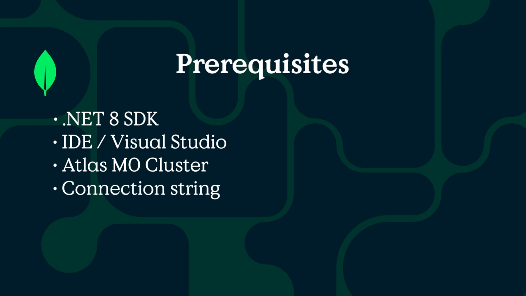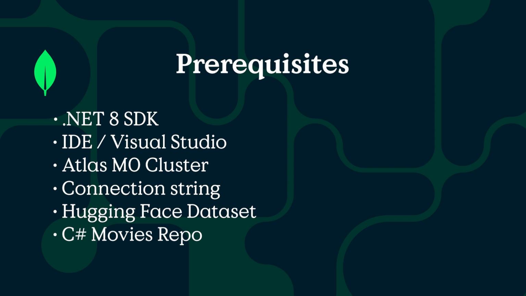The connection string to your Atlas cluster, and then a local copy of two GitHub repos. The first is the Hugging Face dataset upload tool, and also you'll need a clone of the C# Movies GitHub repo. Links to both of these can be found in the video description. And lastly, you'll need an OpenAI account and a free API key. We'll be using the OpenAI API to create vector embeddings for our search terms, so you'll need a key and an account in order to carry this out.